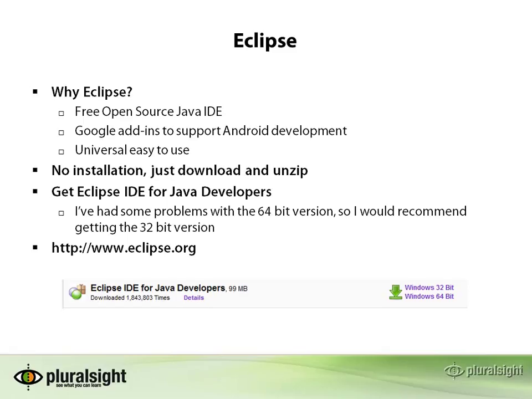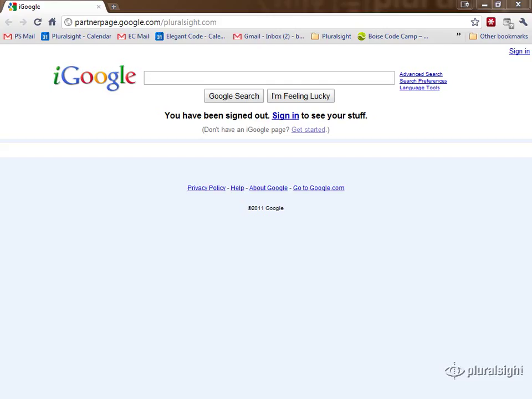I'm also going to recommend that you go ahead and get the 32-bit version of the Eclipse IDE. I had some problems with the 64-bit version on Windows 7, and you don't really get any advantage using the 64-bit version, so I'd recommend going ahead and just installing the 32-bit version. And you can find Eclipse at eclipse.org.